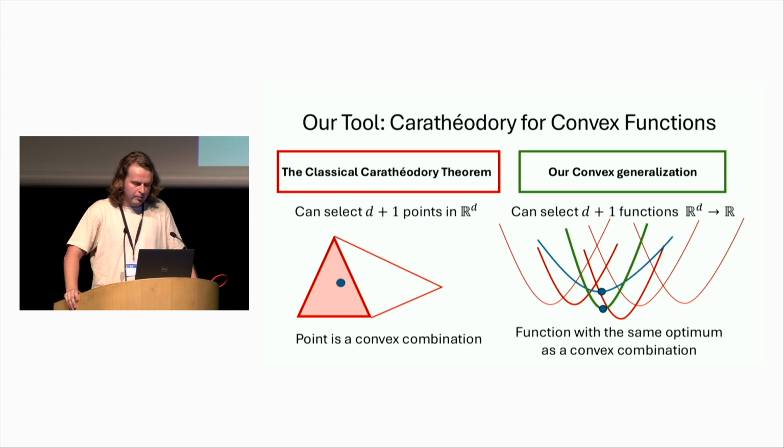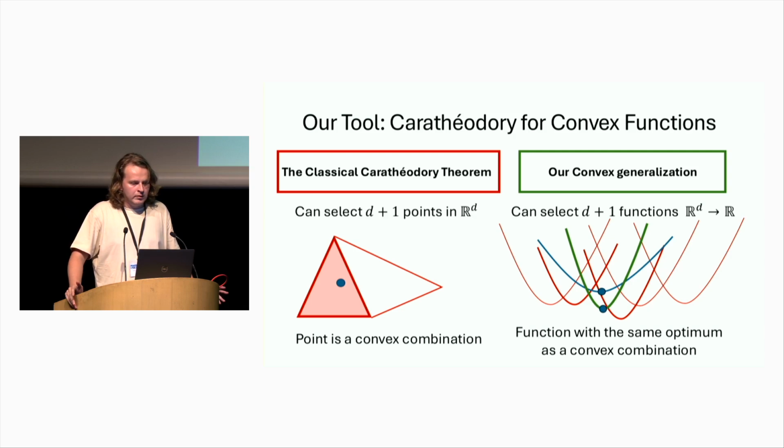Okay, so let me briefly introduce a tool that we use during our work. First of all, I will need to define the classical Carathéodory theorem. If we have a data set consisting of some points in R^d, and we have a point inside the convex hull of this data set, then we can select d plus 1 points in this data set such that these d plus 1 points have this point inside their convex hull. So we can reduce our data set to just d plus 1 points and still contain the same convex combinations that we had before.